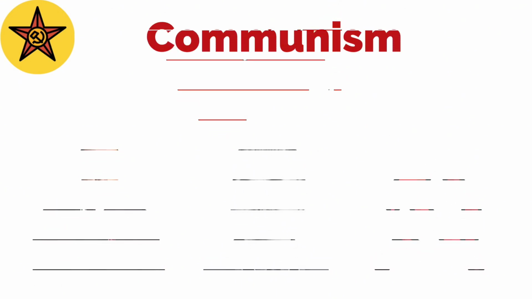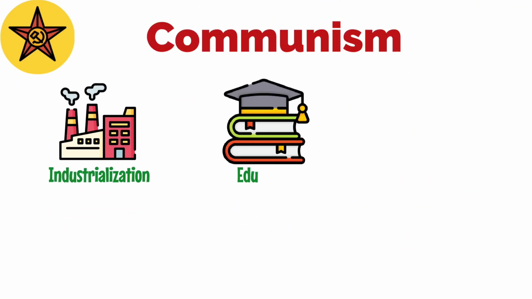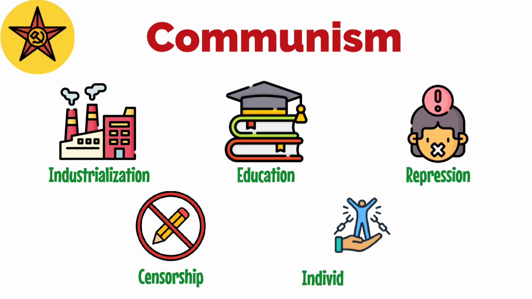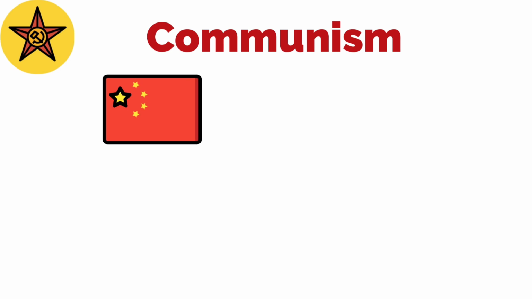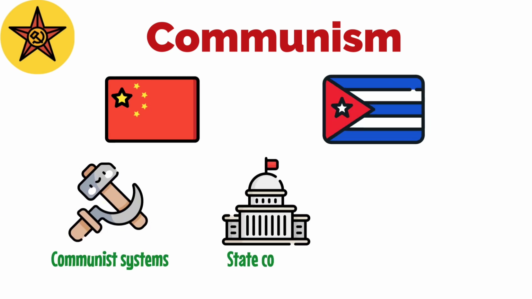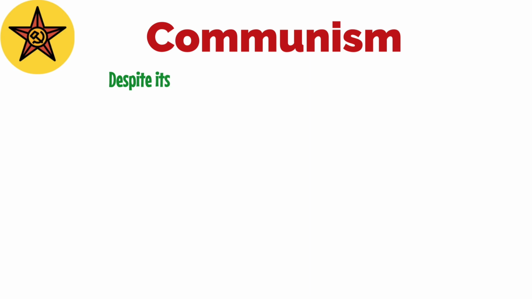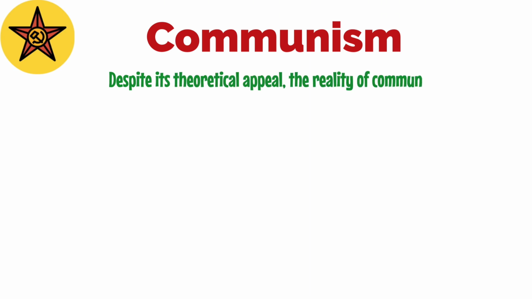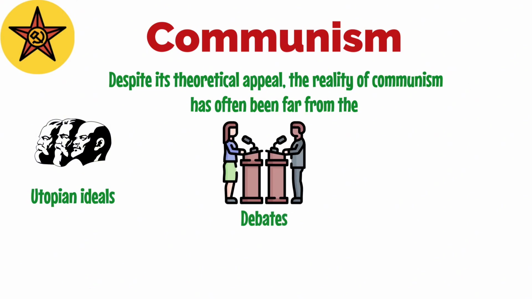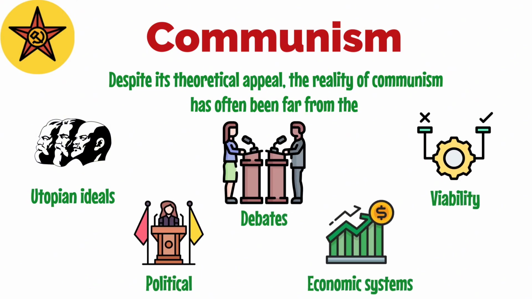While it made significant strides in industrialization and education, it also led to widespread repression, censorship, and the loss of individual freedoms. Other countries, like China and Cuba, have also implemented communist systems with varying degrees of state control and success. Despite its theoretical appeal, the reality of communism has often been far from the utopian ideal, leading to debates about its viability as a political and economic system.